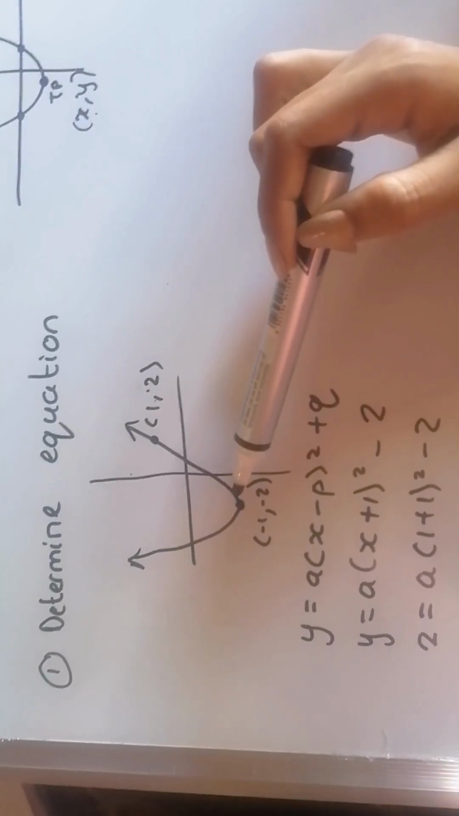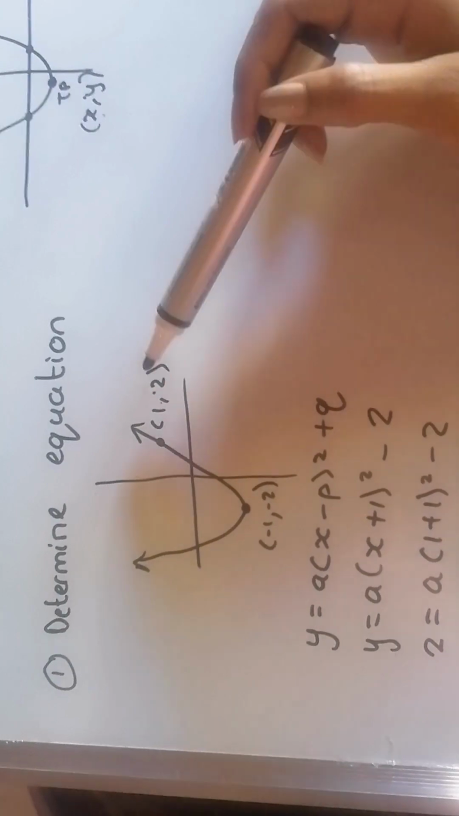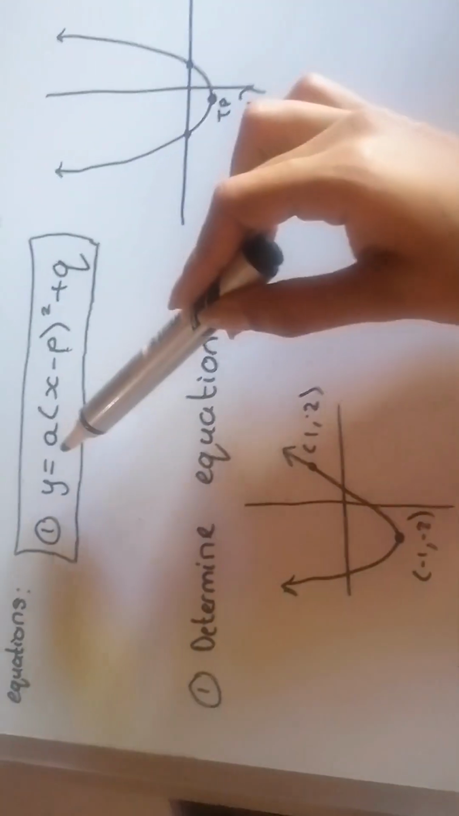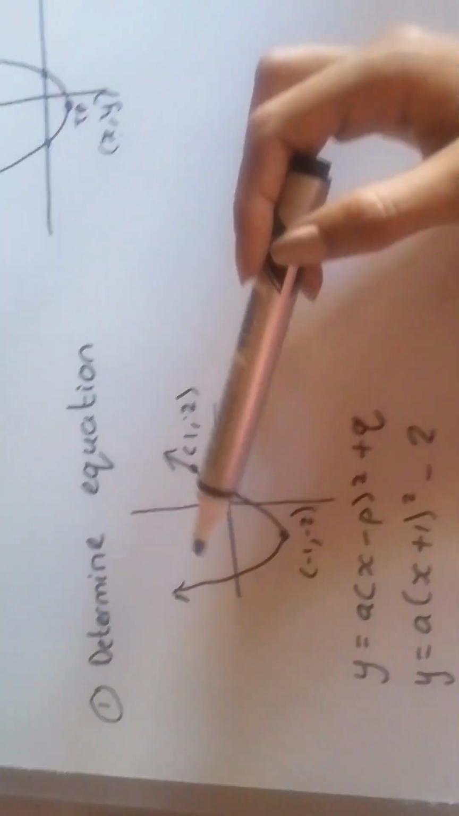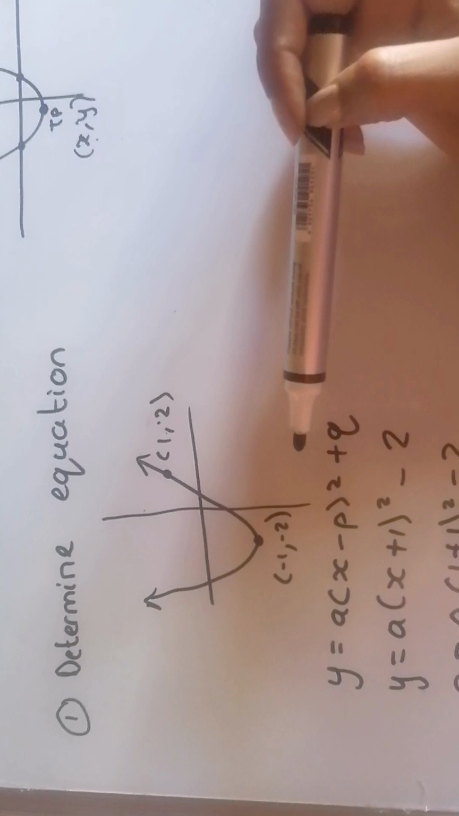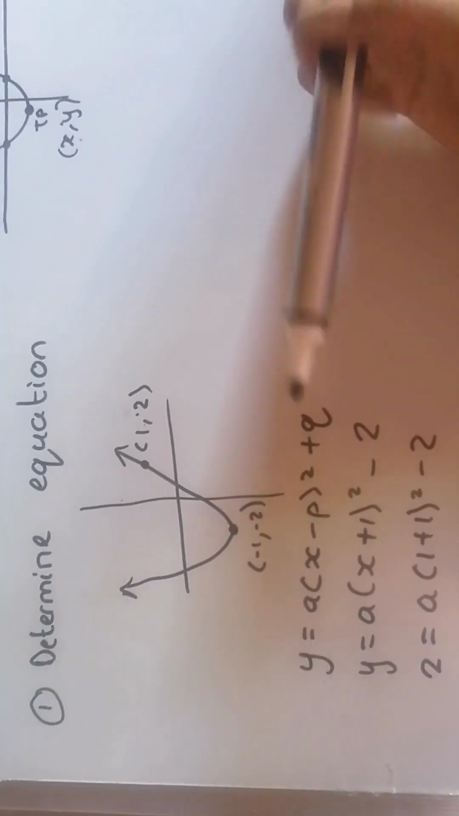This point here, I already can see it's my turning point, right? And this is just a random coordinate. So they said determine the equation. First things first, I need to write out my general equation. So I'll write out y is equal to a, open brackets, x minus p squared plus q. Okay, now let's start filling in your a, p, and q.